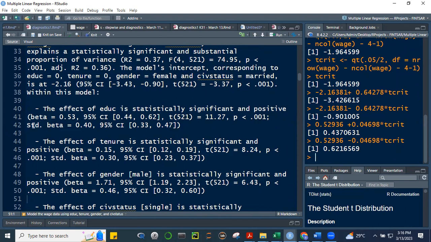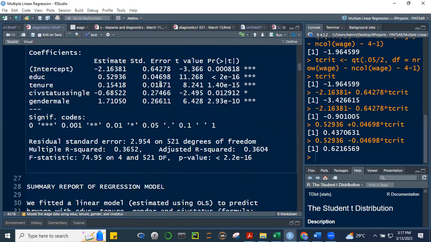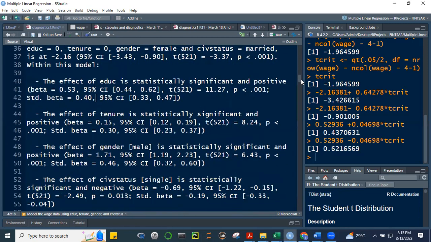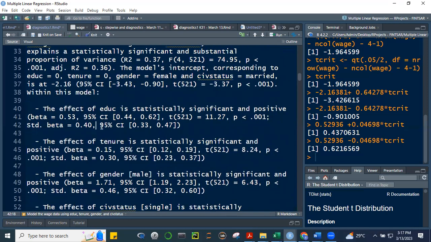Okay, we have another one here, standard beta. What's standard beta? This value that we're getting, this one, education, this 0.553, this is your unstandardized beta. How do we interpret this? We learned that this is for every 1 year increase in education, there's a corresponding $0.53 increase in hourly wage, ceteris paribus. So that's the interpretation of your unstandardized data. In the report, we can give the standardized beta. Standardized beta is equal to 0.4, and then we can also give the confidence interval.